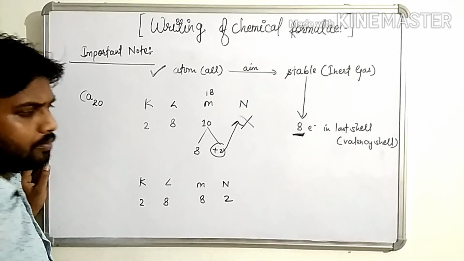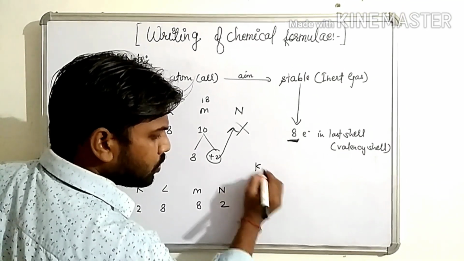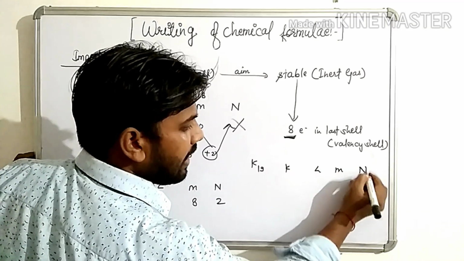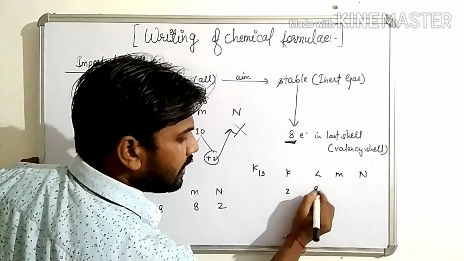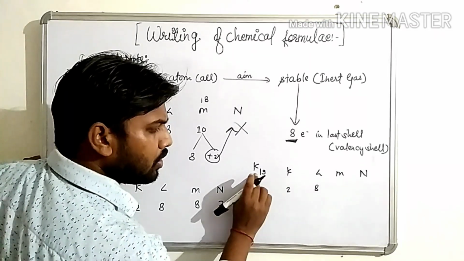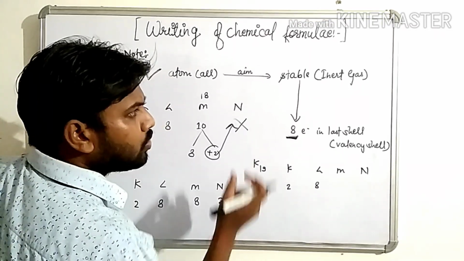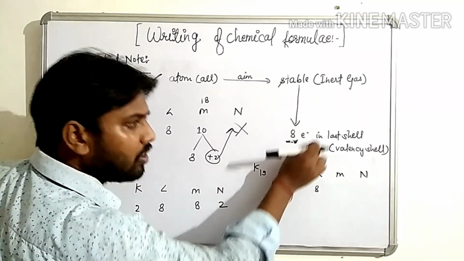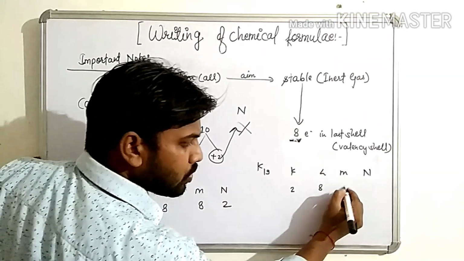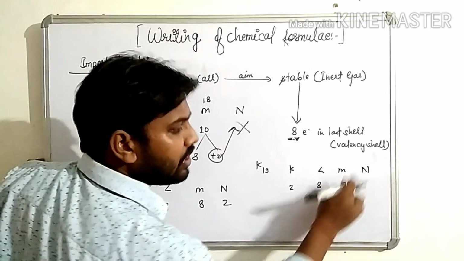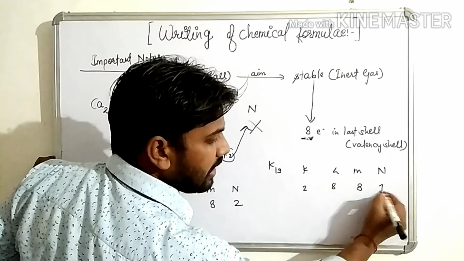Clear children? Potassium is also 19, K, L, M, N: 2, 8. It will not contain 9 electrons. First, potassium tries to complete its stability by filling 8 electrons in the last cell. So there will be 8 electrons, and the remaining 1 electron will go in the next cell.